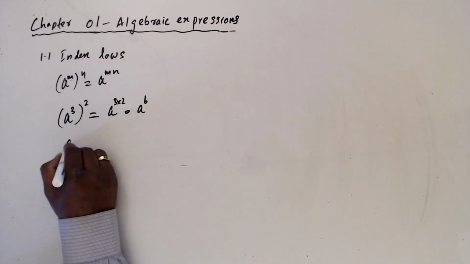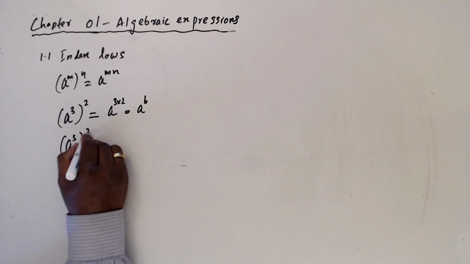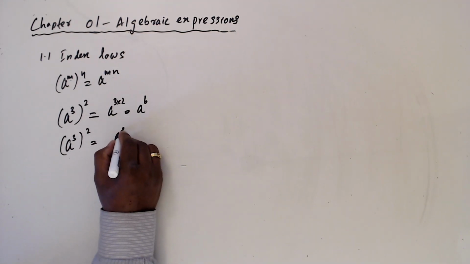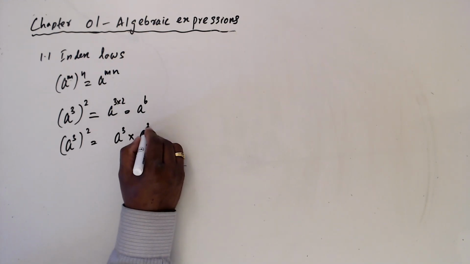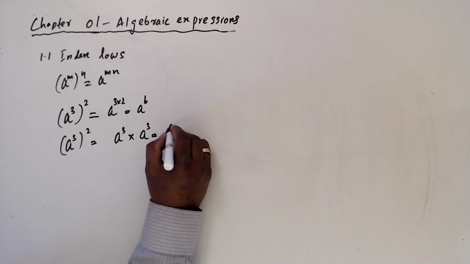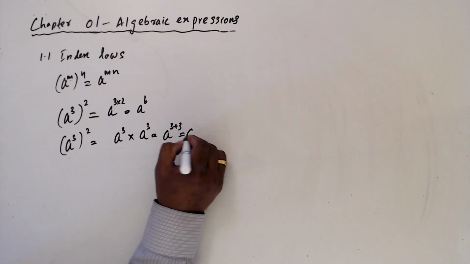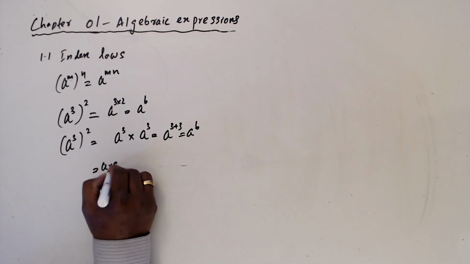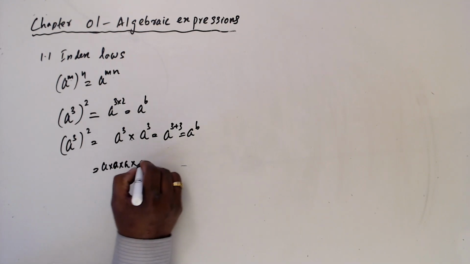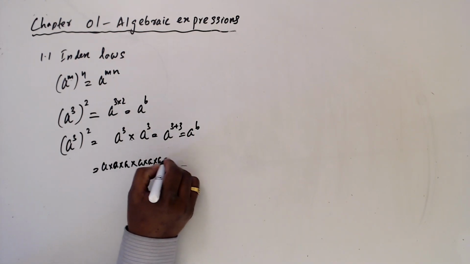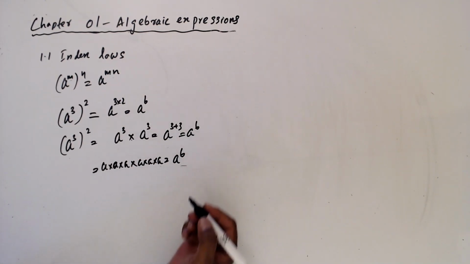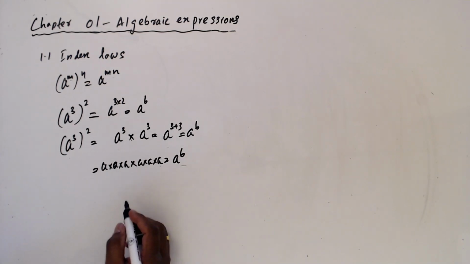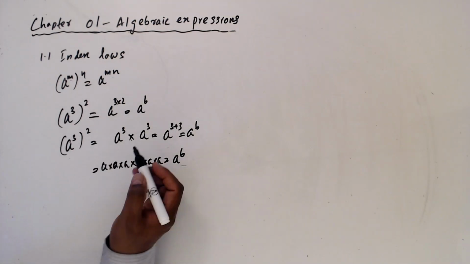If I write it differently, a to the power 3 to the power 2 means a to the power 3 multiplied by a to the power 3, that is a to the power 3 plus 3, that is a to the power 6. Or 3 a's multiplied by 3 a's, so this is going to be a to the power 6. So this is lengthy. The simple technique is this one.